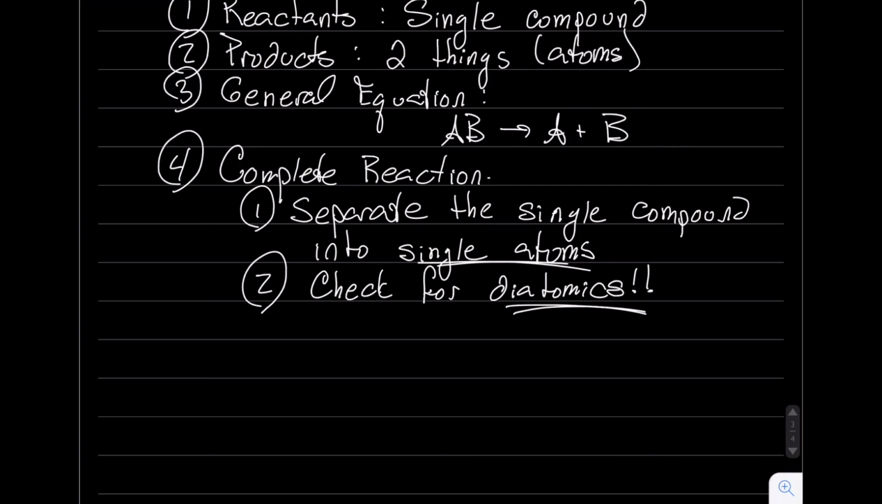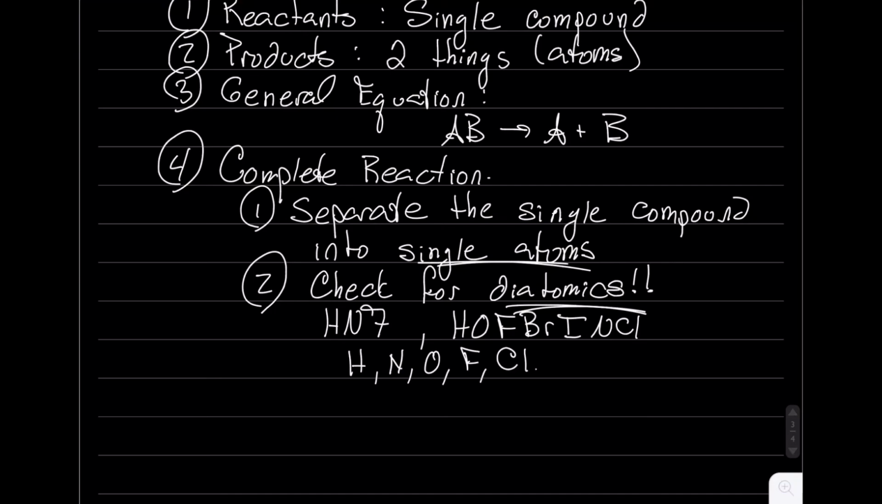And remember diatomics, you can remember HN7 or Hoff-Brinkel. So basically the diatomics are hydrogen, nitrogen, oxygen, fluorine, chlorine, bromine, and iodine. Okay, and you definitely need to know that. And when you're done with that, the last step is your favorite, to balance.